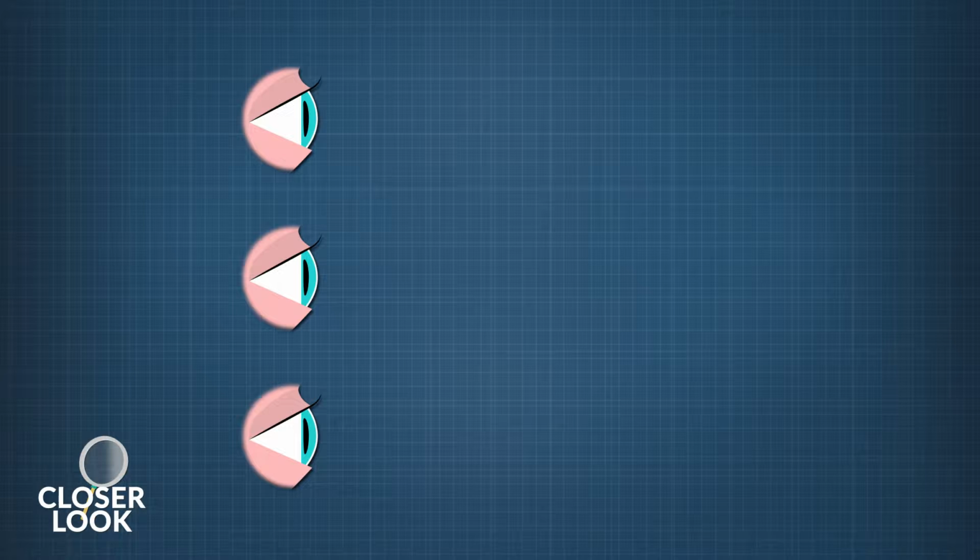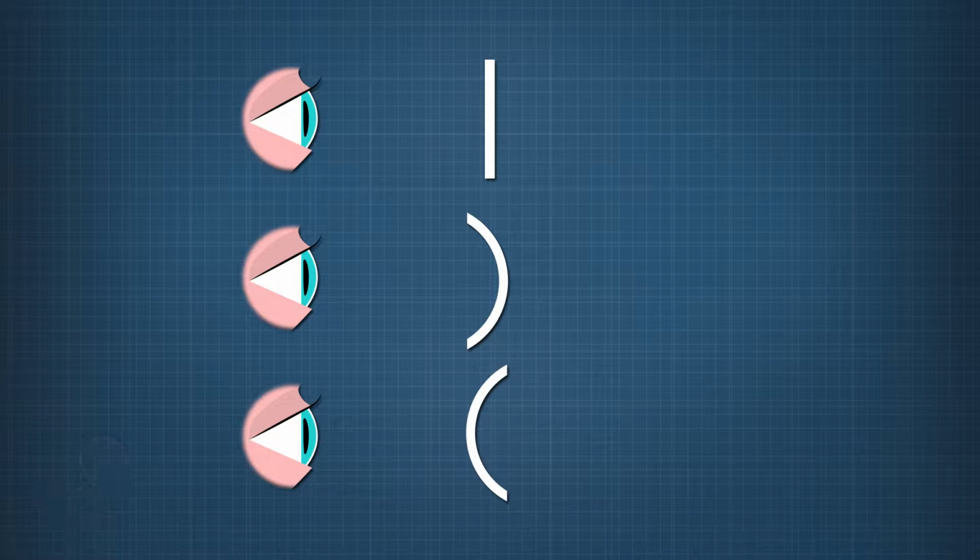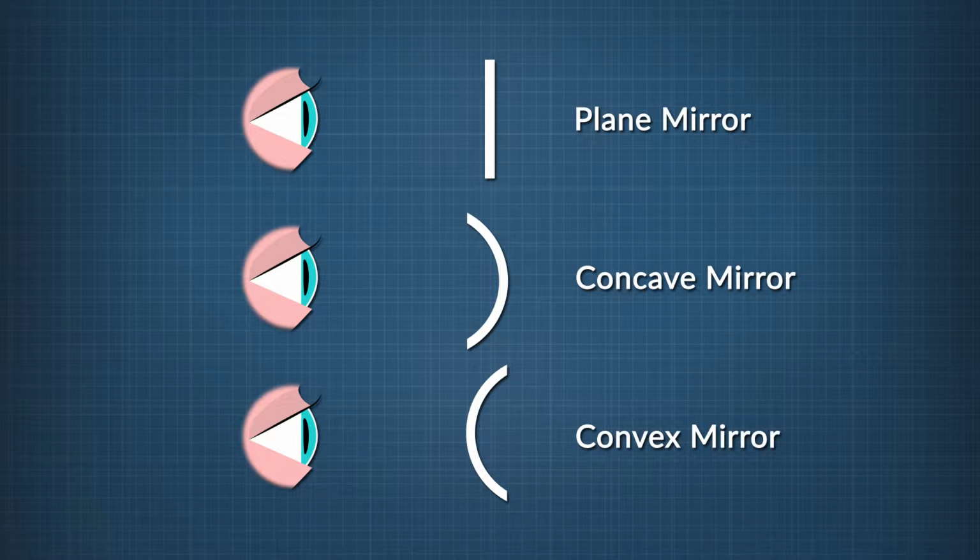There are three standard types of mirrors. Almost any mirror you find will either be flat, curved in, or curved out. A flat mirror is called a plane mirror. A curved in mirror is called concave, and a curved out mirror is called convex. Depending on the type of mirror, you'll approach mirror questions differently. But regardless of the mirror, all light rays will obey the law of reflection. The angle of an incident ray equals the angle of the reflected ray.